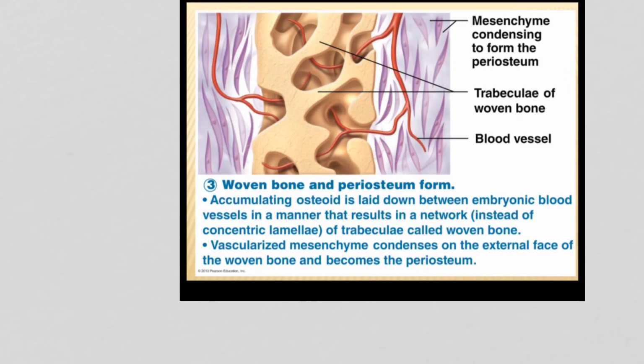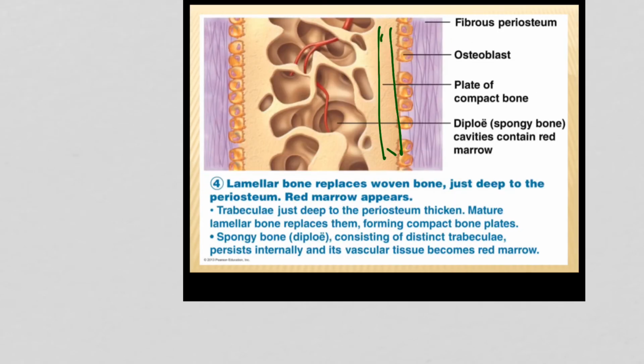This is basically, I don't really care about this slide too much. This is basically telling you that embryonic blood vessels are going to kind of grow in or move in where you have the trabeculae or the spongy bone. I don't really care about that one. You don't have to know anything about that.